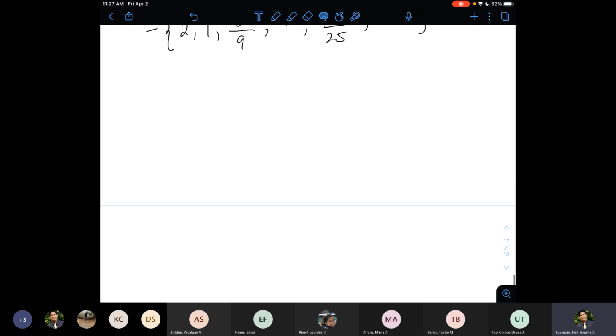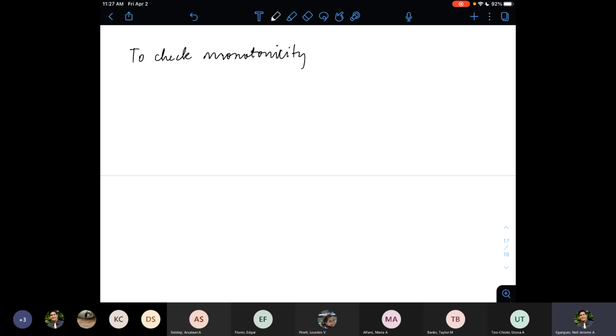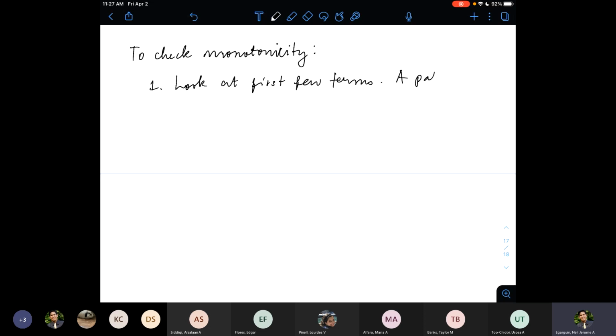Yeah, so here are some techniques. So maybe I should summarize it here. To check monotonicity, the first thing you can try is to look at the first few terms, because you can see a pattern or a counterexample may emerge.